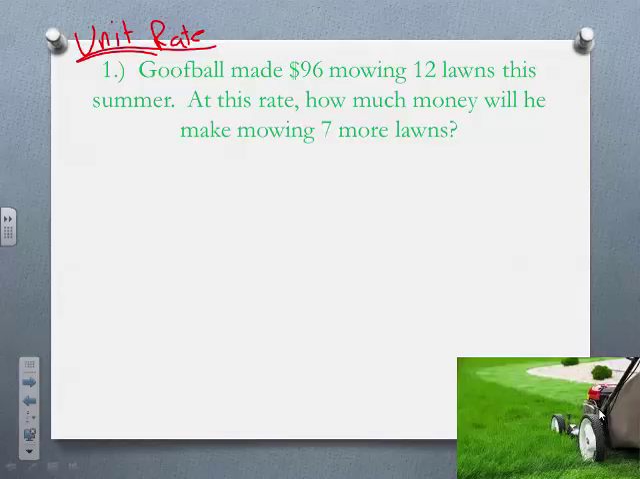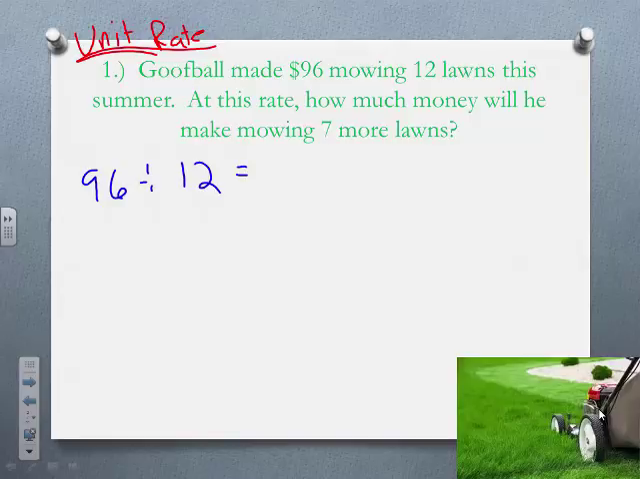So if we take a look here, it says Goofball made $96 mowing 12 lawns this summer. At this rate, how much money will he make mowing 7 more lawns? So he made $96 mowing 12 lawns, but really the key here is we don't really care about 12 lawns. Really what we care about is 1 lawn. So anytime you want to figure out 1 of something, that's really what unit rate is. It's how much 1 of something represents.